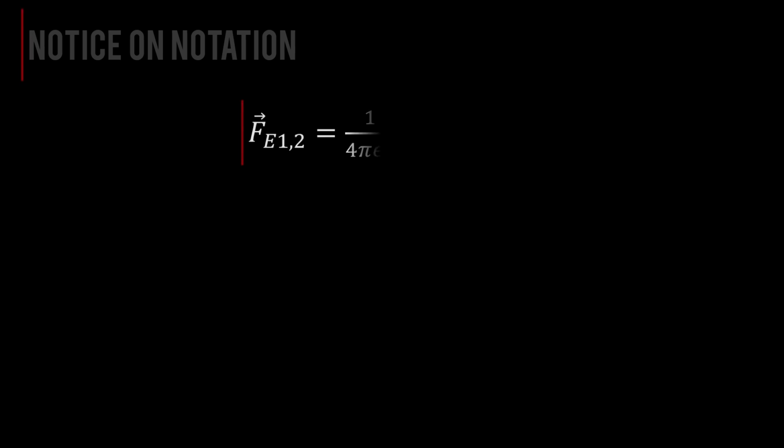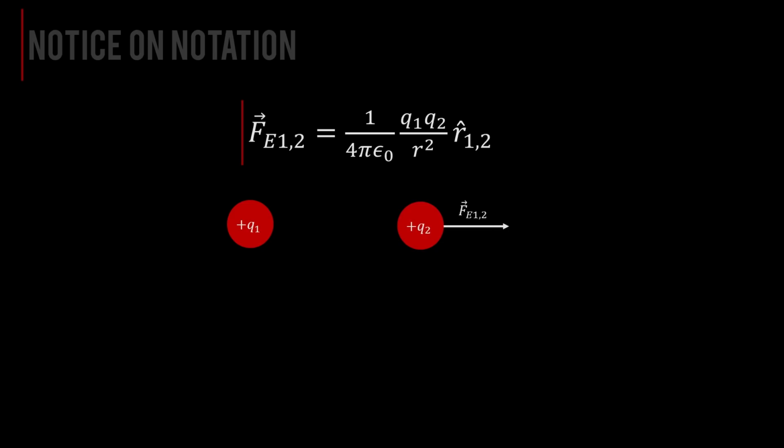Now, some notes on the notation and why we want to be careful here. So we have our Coulomb's law in the full theoretical and vector form. And let's consider some various combinations of charge. So we have two positive charges here. We see that the force that Q1 acts on Q2 is going to point to the right. The unit vector from Q1 to Q2 is also pointing to the right.